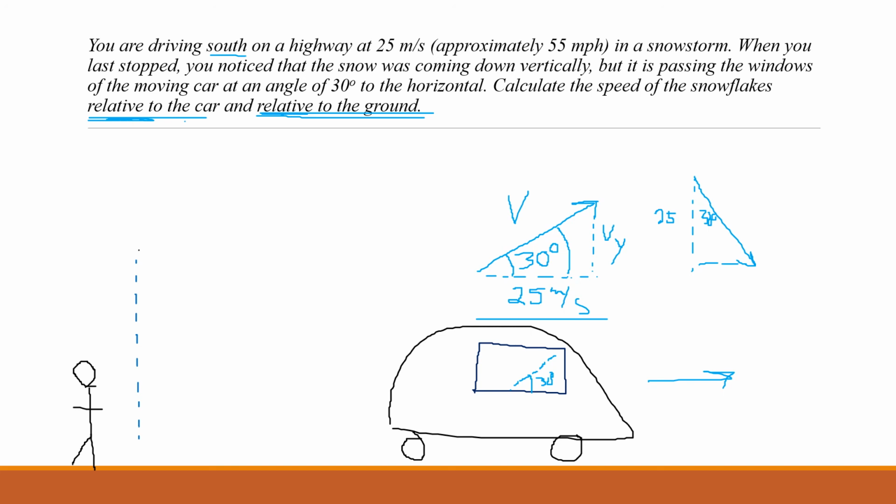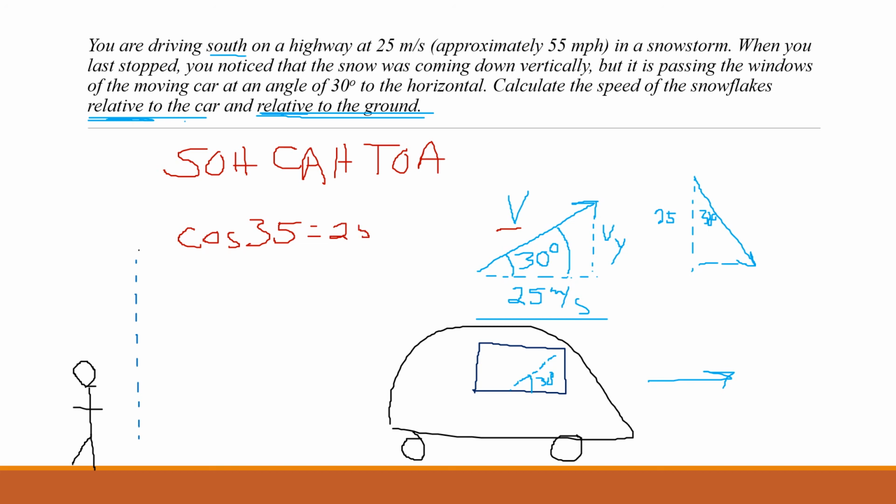So let's do it. Let's use sine and cosine, or tangent. Let's solve for v first. So I have this degree, and I have the adjacent, and I'm looking for the hypotenuse. That's cosine. Don't forget, sine is opposite over hypotenuse, cosine is adjacent over hypotenuse, tangent is opposite over adjacent. So I'm going to use cosine of 30 equals 25 over v.